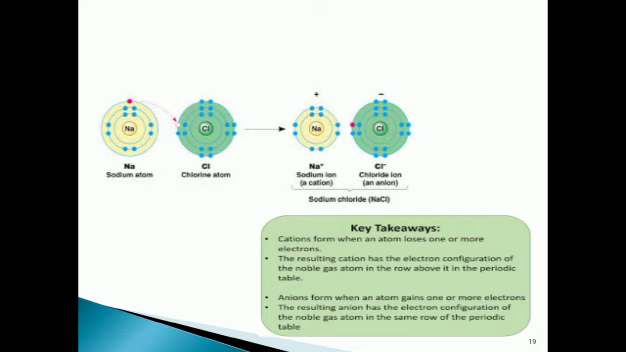Cations form when the atom loses one or more electrons. The resulting cation has the electronic configuration of the noble gas atom in the row above it in the periodic table, and anions are formed when an atom gains one or more electrons. The resulting anion has the electronic configuration of the noble gas atom in the same row of the periodic table.